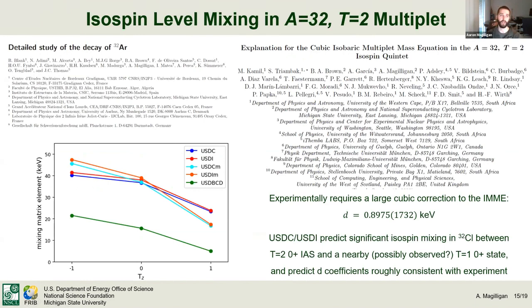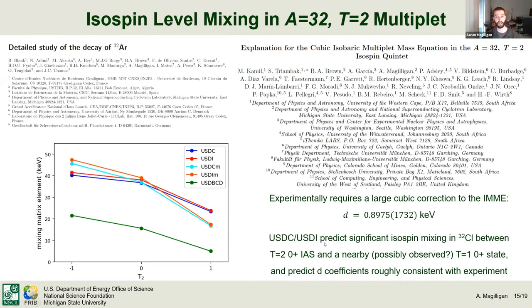Actually, we finished a paper with this group on the detailed study of the decay of argon-32, but that was focused mainly just on chlorine-32's states. Triambak's group is working on a larger examination of the entire isospin multiplet. And this isospin multiplet requires an experimentally large cubic correction of the IMME, so a D coefficient is needed to add to recreate experiment, and it's very statistically non-zero.